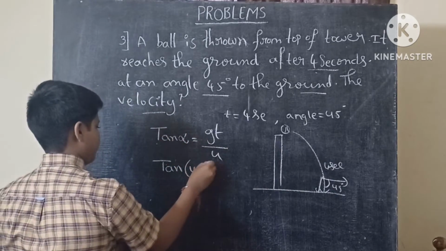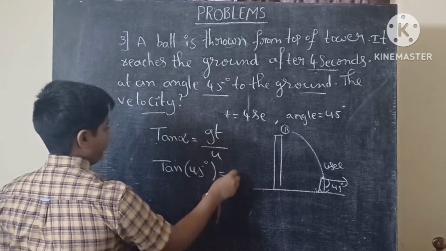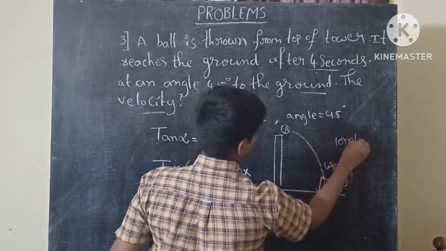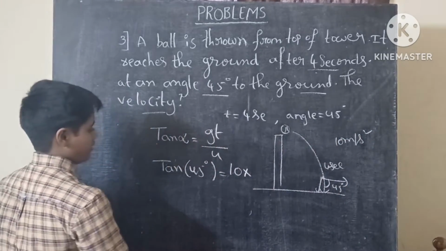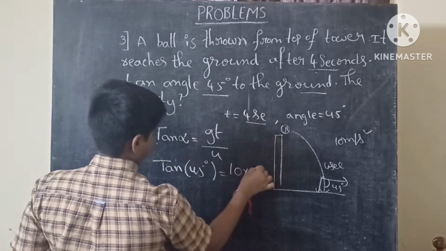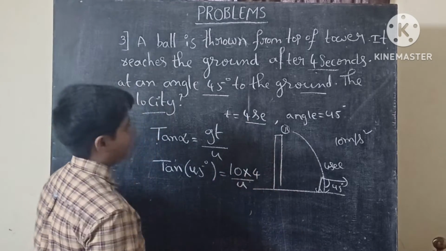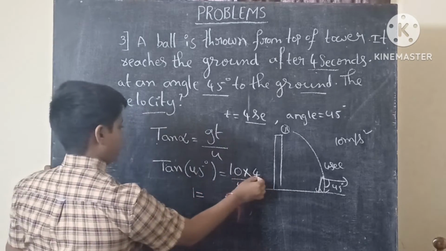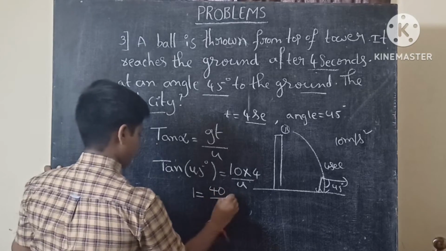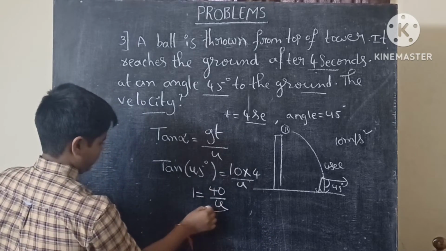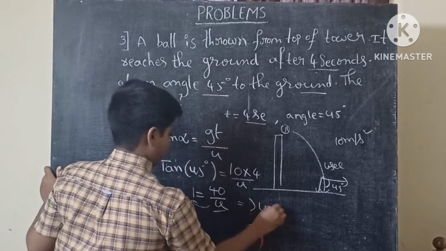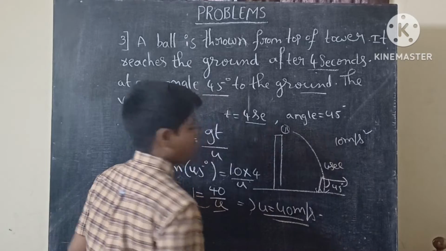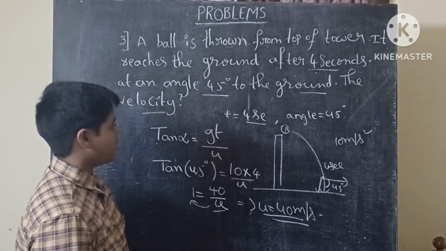Tan 45 degrees equals gravity. For simplicity I am taking gravity as 10 meter per second square, into time 4 seconds, 4 by u. We have to find the velocity. So tan 45 means 1 equals 10 into 4, 40 by u. If I transfer this u to this side, u equals 40 meter per second. So this is the velocity. Okay, so this is the third question.